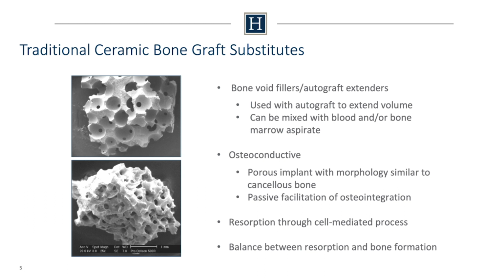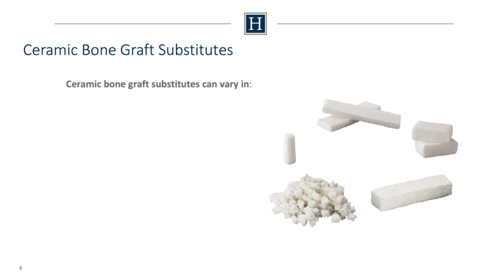Many ceramics are porous, which facilitates osseointegration by allowing cells to have easier access into the graft. Over time, cell-mediated processes result in resorption of the ceramic by osteoclasts and the deposition of new bone in its place by osteoblasts. Ceramic bone graft substitutes can differ in three main areas: chemical composition, carriers, and architecture.